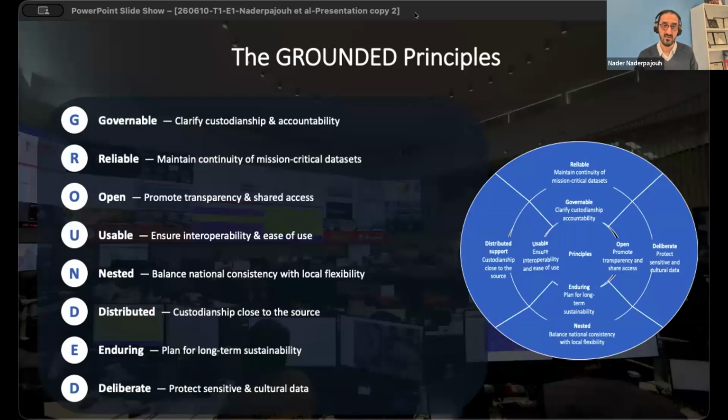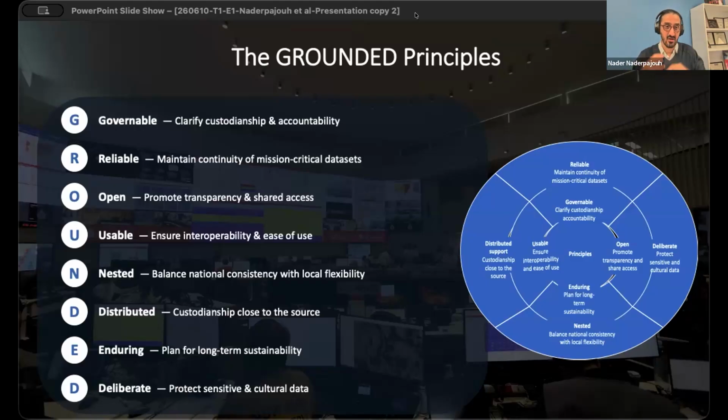So we propose principles for any effort that goes towards the national database. Again, as I mentioned, some efforts have been established since we started the research. We call these the grounded principles. So the national databases should be governable, with very clear custodianship and accountability across different jurisdictions, should be reliable, again, across different systems that we would have in jurisdictions, and different standards and practices that we would have, should be open, promoting transparency and shared access across the different jurisdictions.